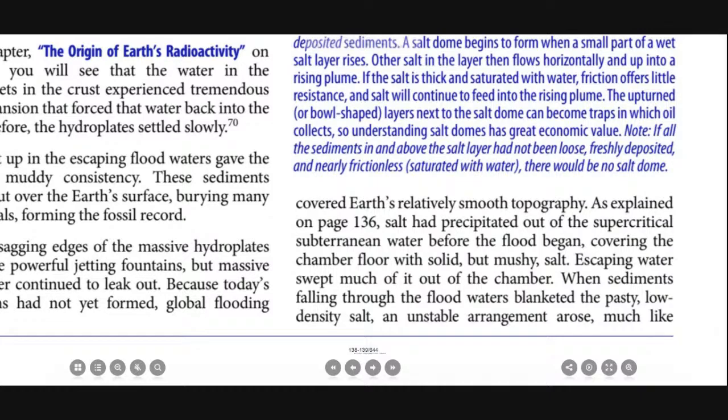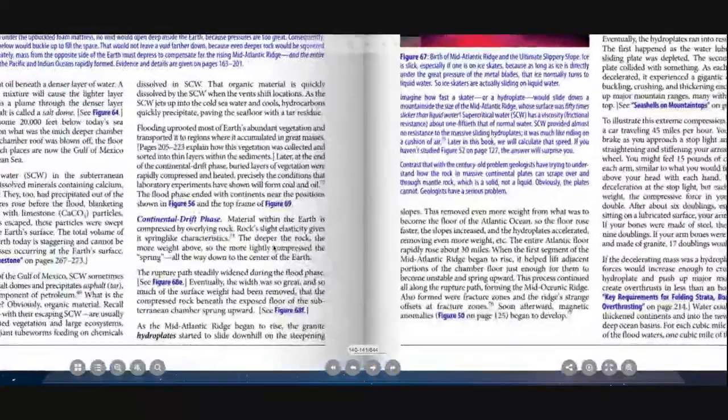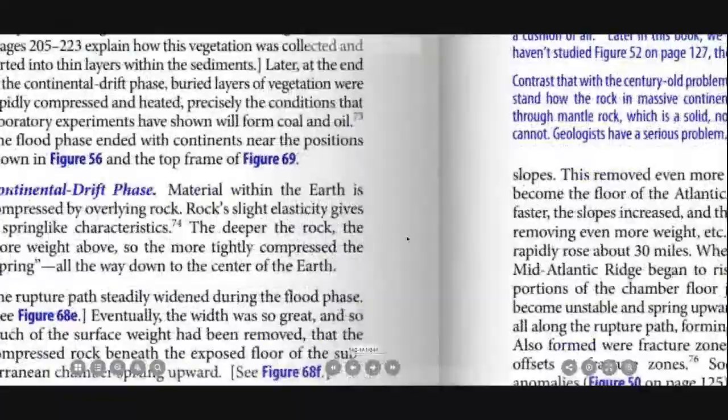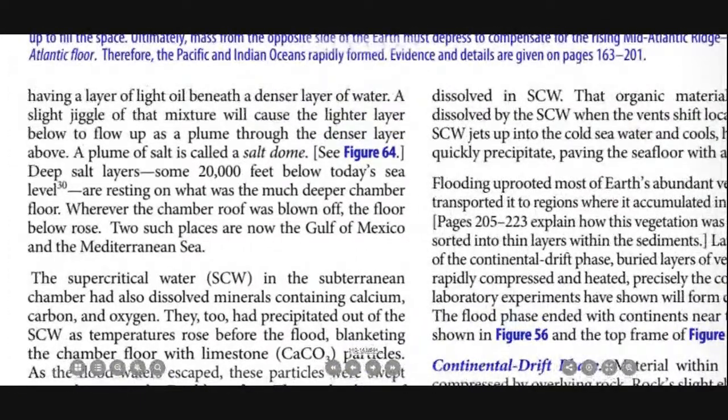When sediments falling through the floodwaters blanketed the pasty, low-density salt, an unstable arrangement arose, much like having a layer of light oil beneath a denser layer of water. A slight jiggle of the mixture will cause the lighter layer below to flow up as a plume through the denser layer above. A plume of salt is called a salt dome.